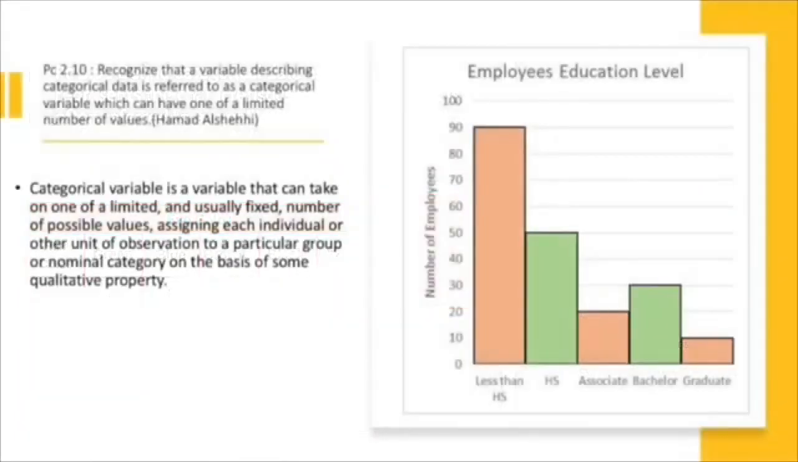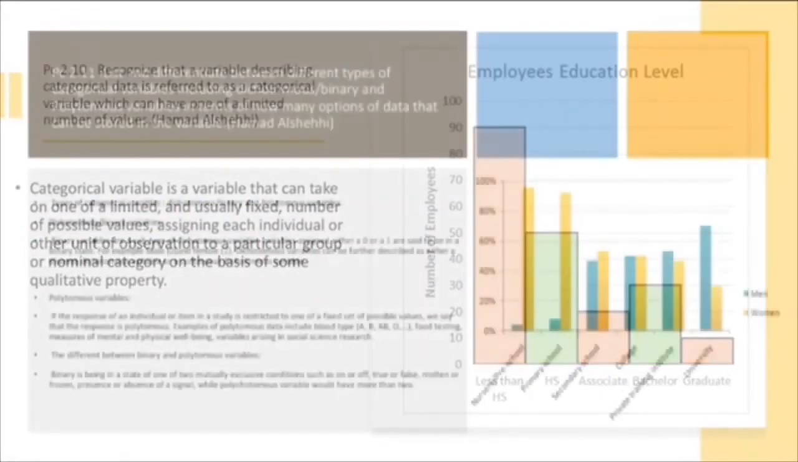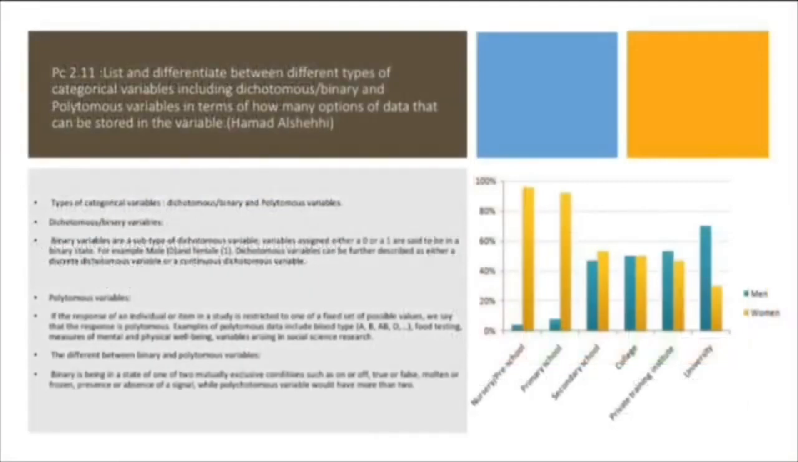A categorical variable is a variable that can take on one of a limited and usually fixed number of possible values, assigning each individual or other unit of observation to a particular group or nominal category on the basis of some qualitative property. Types of categorical variables: dichotomous, binary, and polytomous variables. Binary variables are a subtype of dichotomous variable. Variables assigned either a 0 or a 1 are said to be in a binary state, for example male 0 and female 1. Dichotomous variables can be further described as either a discrete dichotomous variable or a continuous dichotomous variable.